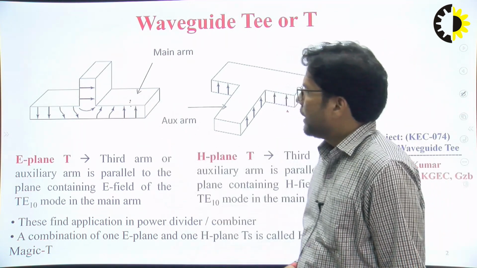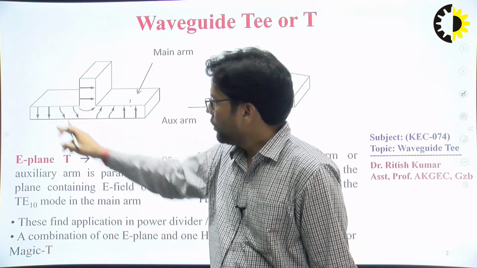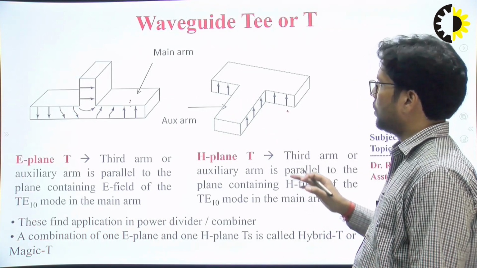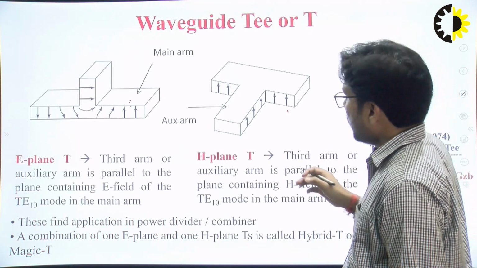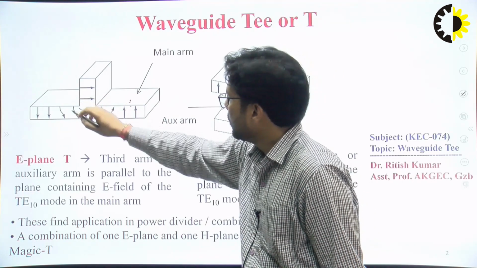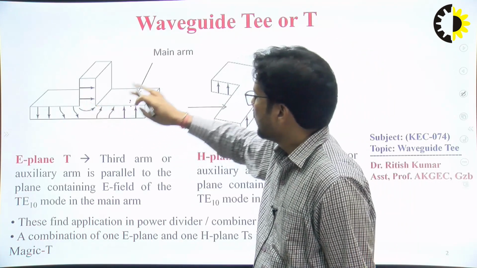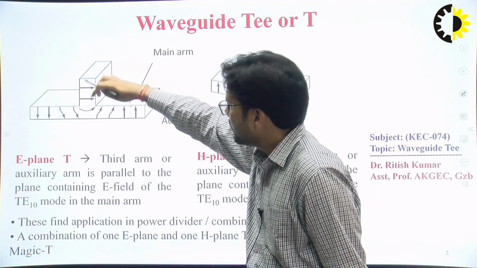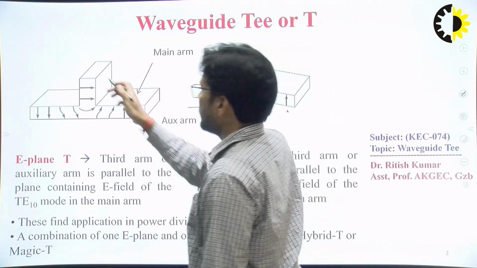Look at the orientation of the E field. This arrow is representing the electric field orientation in both the E and H plane T, right? This arm is known as the main arm, or we can say this waveguide is the main waveguide, while this attached waveguide is known as the secondary waveguide or auxiliary arm.